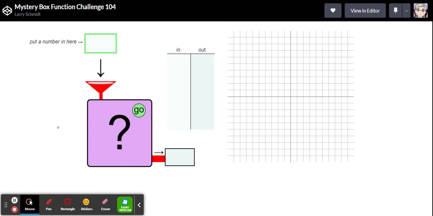Hello everybody and welcome to another Mystery Box Function Challenge. In our purple mystery box there's some math and your challenge is to find out what that is. You can pause the video, click the link in the description, try it out. When you've got an idea, come on back and see if we get the same thing.